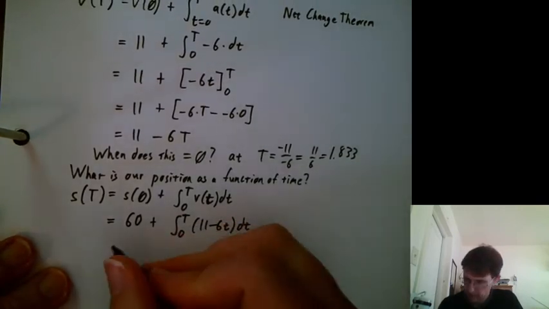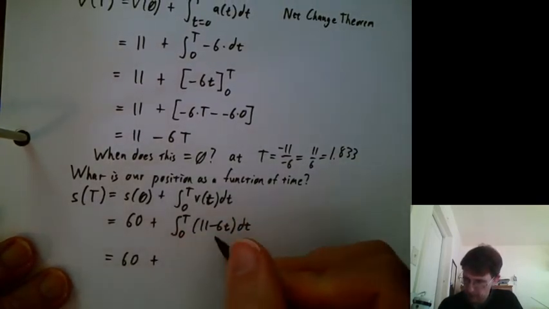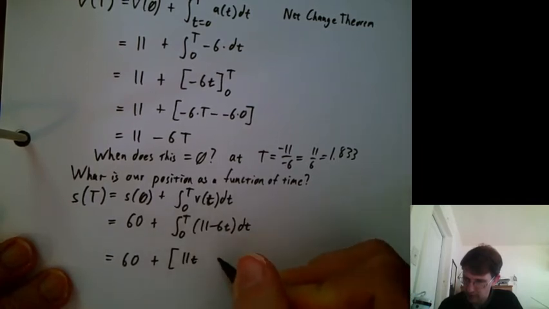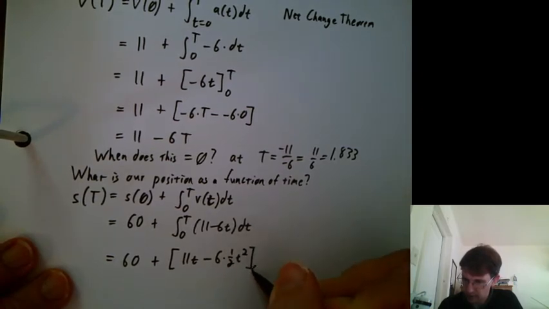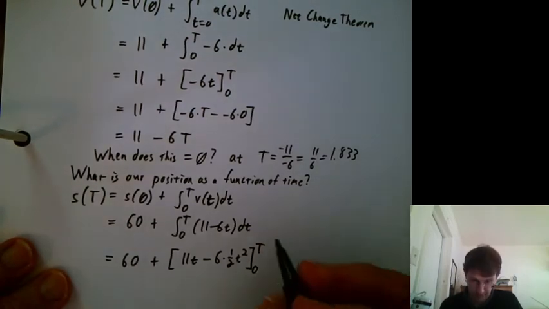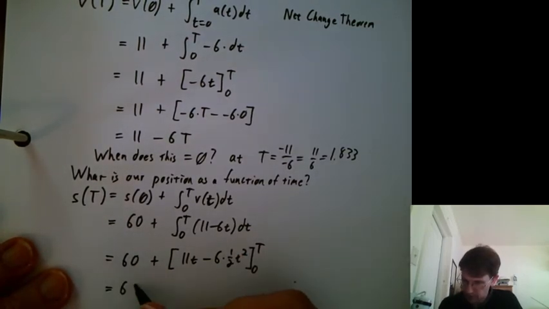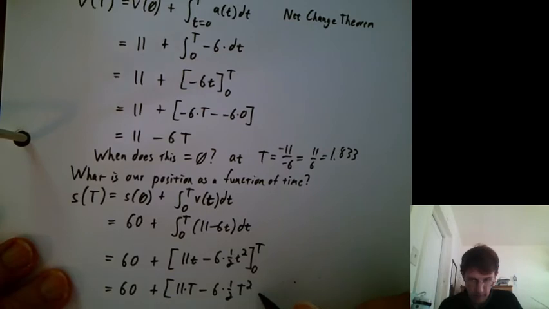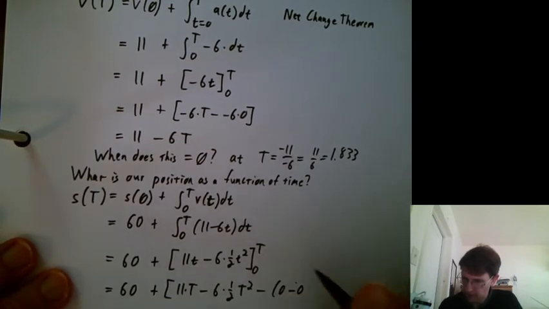And then take that integral. The integral of 11 dt is 11t. The integral of negative 6t dt is negative 6 times 1/2 t squared from 0 to capital T. So that is 60 plus 11 times uppercase T minus 6 times 1/2 uppercase T squared minus, and then when you plug in 0 in both parts there, you just get 0 minus 0.